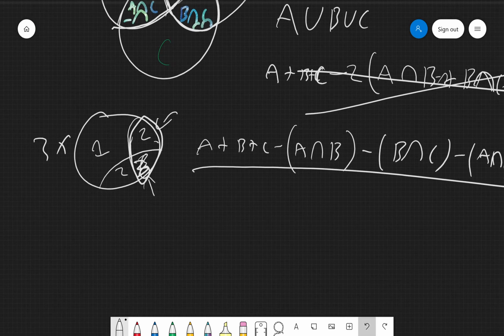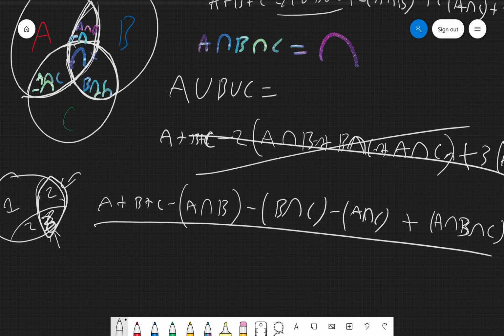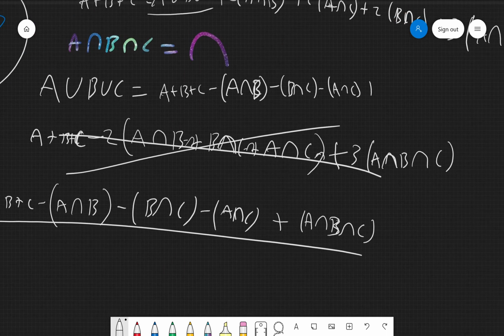Oh wait, hold on. I'm just going to put it up here. This is equal to A plus B plus C minus A intersection B minus B intersection C minus A intersection C plus A intersection B intersection C.